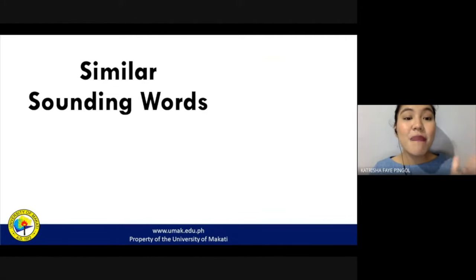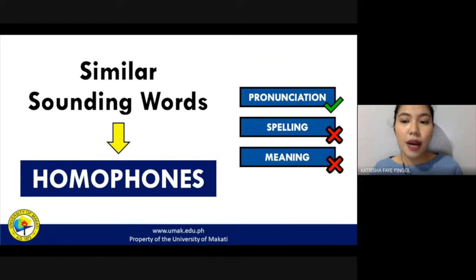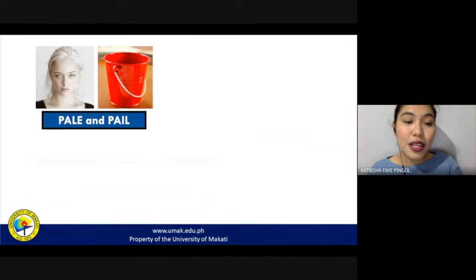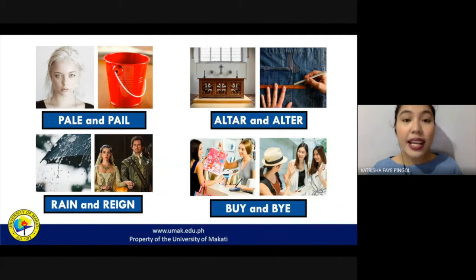When you encounter similar sounding words, words that sound the same, okay, we call them homophones. So simply put, if you are going to be more specific about it, they have the same pronunciation, they sound the same when you say it or when you hear it. However, the spelling is different and the meaning is different as well. We refer to them as homophones. Some specific examples include pale and pail, altar and alter, rain and reign, and buy and by. Again, homophones are words that share the same pronunciation, same sound, but are different in meaning and different in spelling.